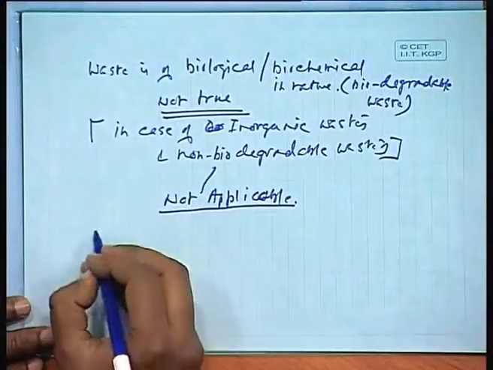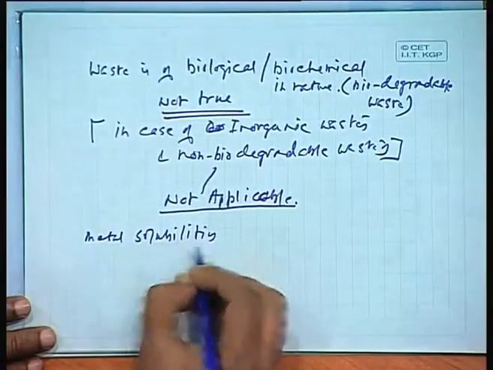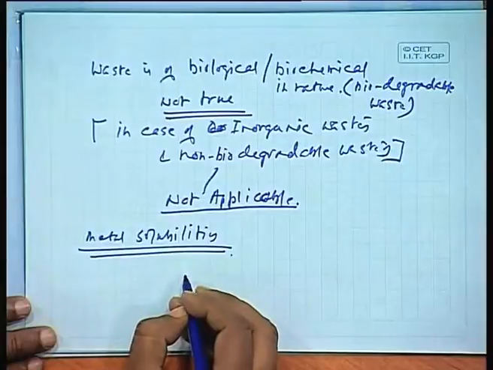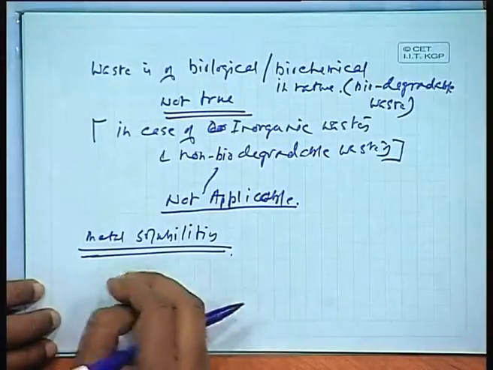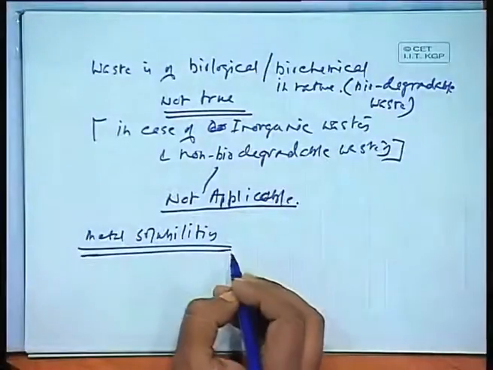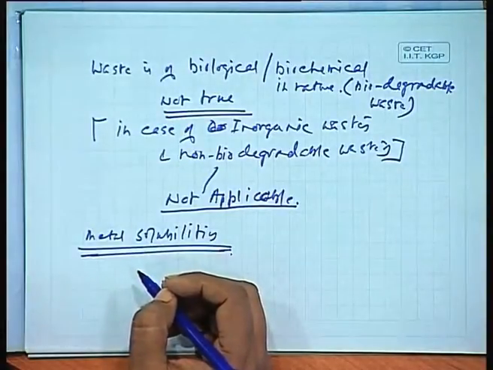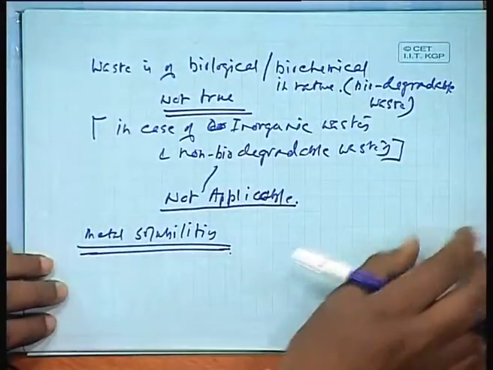What is more important in these cases are the metal solubilities. We would see this in one of these classes. Metal solubilities deal with solubility under partial pressure conditions in water, and how one metallic ion gets released in preference to another metallic ion. In many cases the speciations become different. Let me give you a simple example.